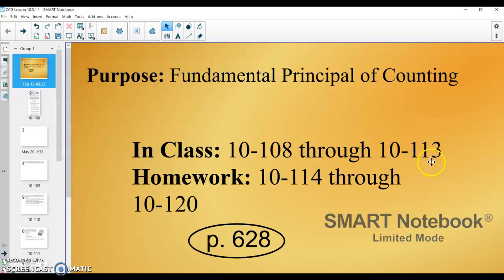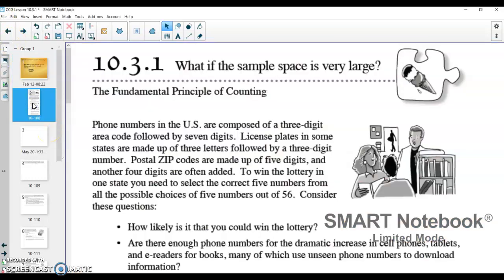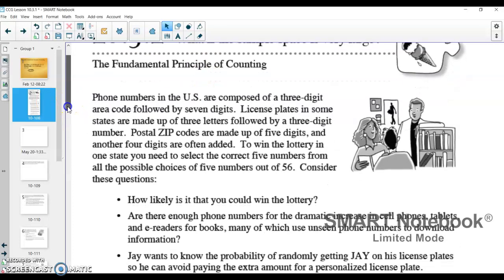I modified this, so it's not exactly right. We're doing 10.108 to 10.111, I believe, here today. All right. So here's the way that they're going to open up the idea of the fundamental principle of counting, and I think it's worth reading.